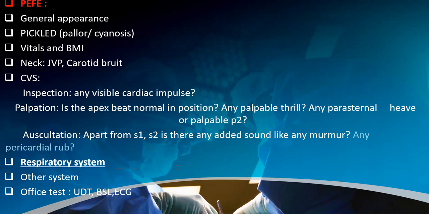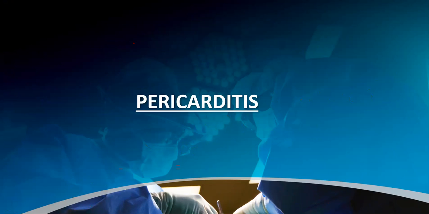And PEFE will be the same as before. As I said, you can use only one format of PEFE for all cardiac cases. Now we will start with the cases. We have pericarditis, we have myocardial infarction, we have angina due to anemia, and we have CVS risk factor. We will discuss those cases after the break. So let's take a 10-minute break and then we will start.